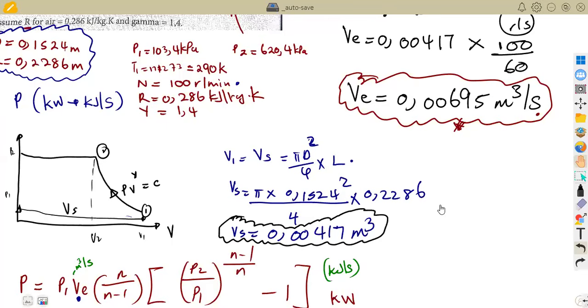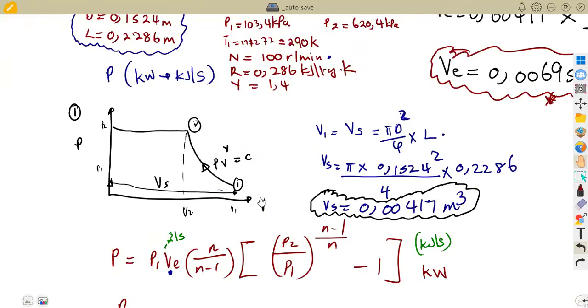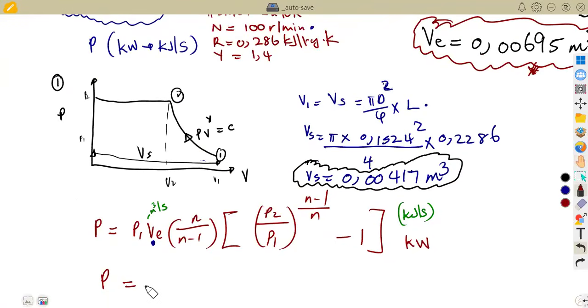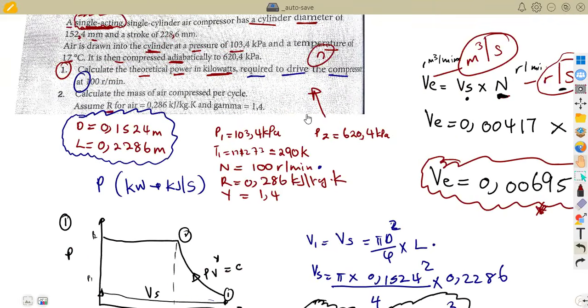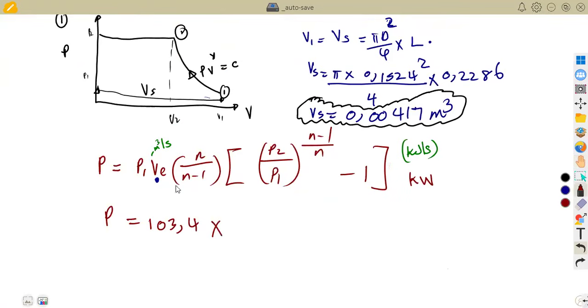So there we're just going to substitute. All right, let us just substitute there. That will be our power is equal to P1, the pressure. Remember at the inlet, what is our pressure? 103,4. So just going to substitute here: 103,4 times VE, which is in cubic meters per second. That's the major part there.